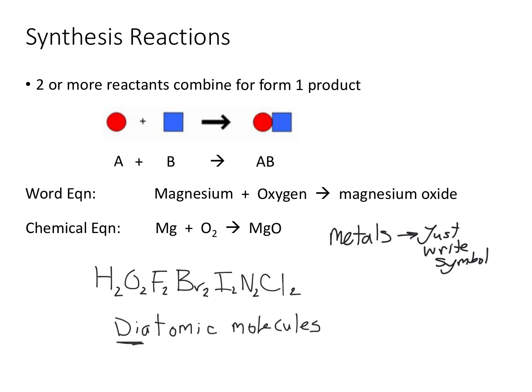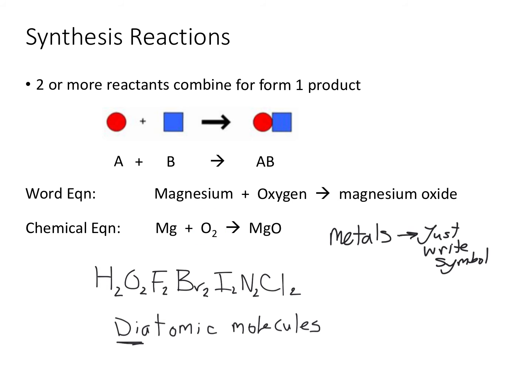So whenever you see one of these HOFBrINCl in a chemical reaction, as long as it's by itself, so we just have straight oxygen, we don't have carbon dioxide or anything, or it's not bonded to anything else, it's going to come in pairs.